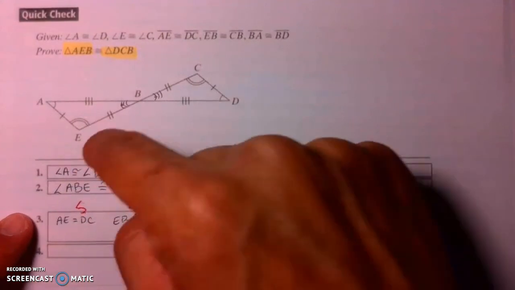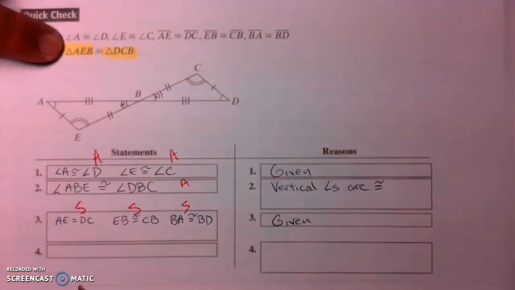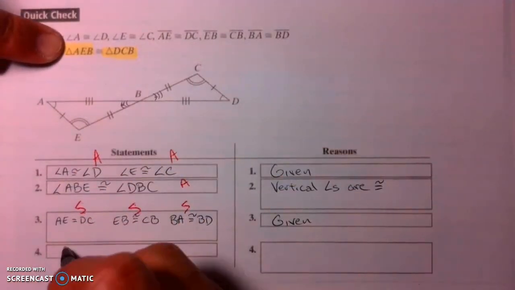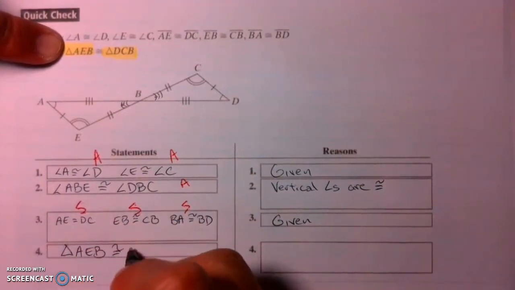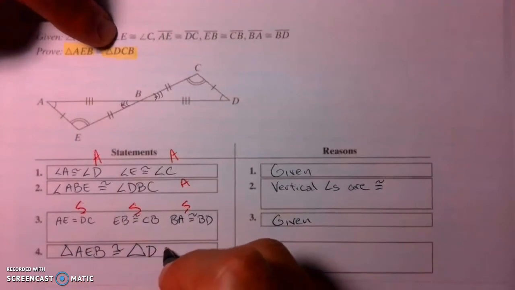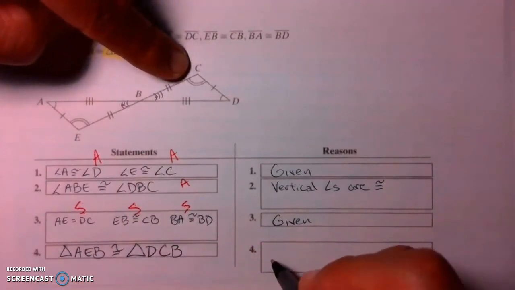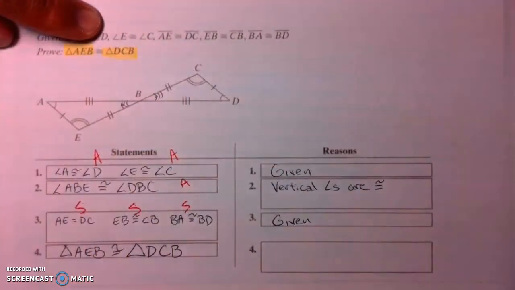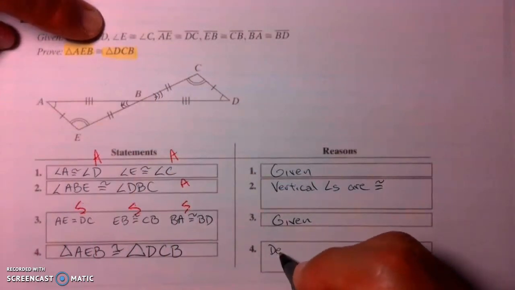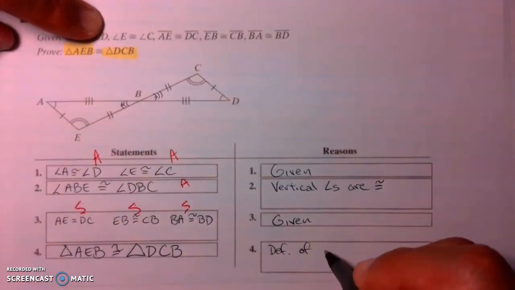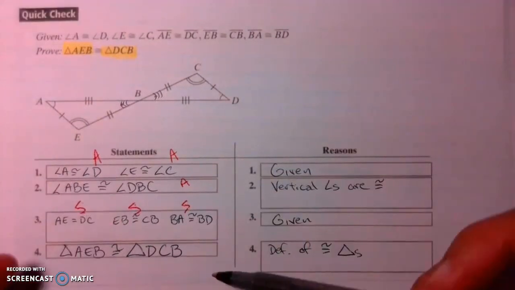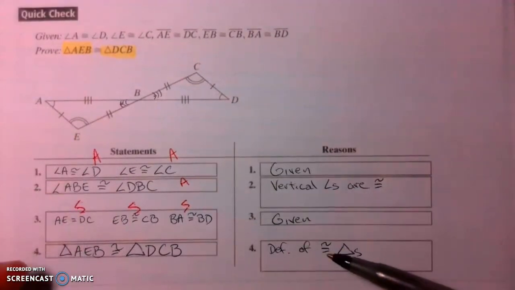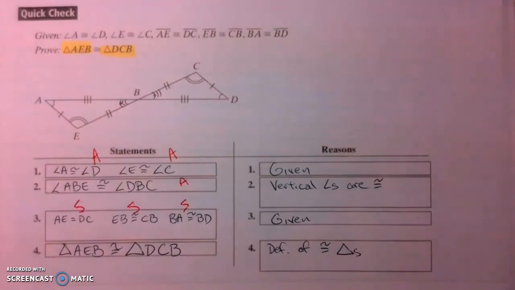We've got all three sides, we've got all three angles, and so now we're going to go to our proof, what we're trying to prove. Why is the triangle AEB on the left congruent to the triangle DCB on the right? It's because all the sides, all the angles are equal, or we can just say definition of congruent triangles, which is basically saying everything's equal. Everything is equal with the prior step, so now we can say that the two triangles are equal.